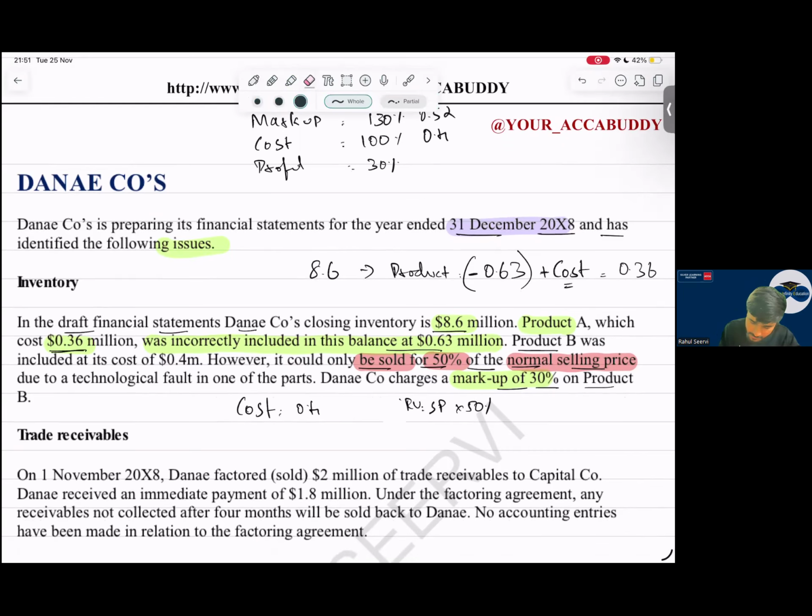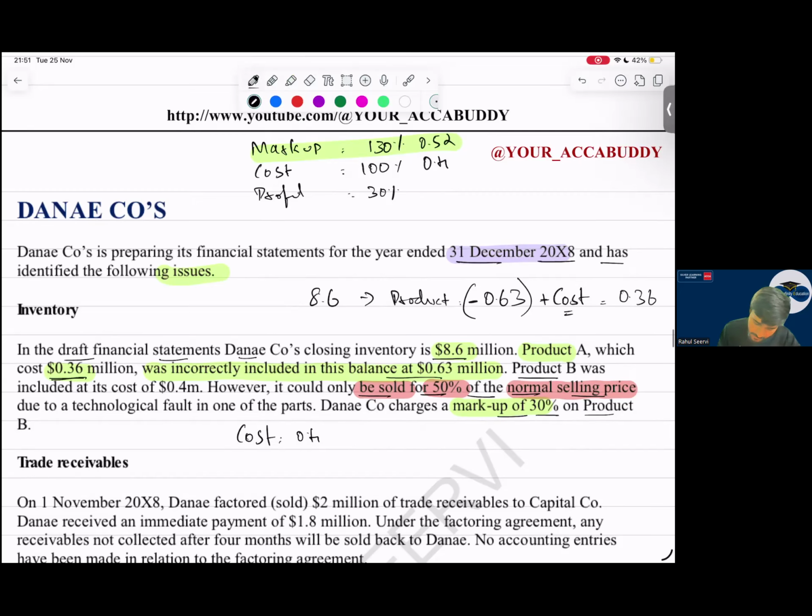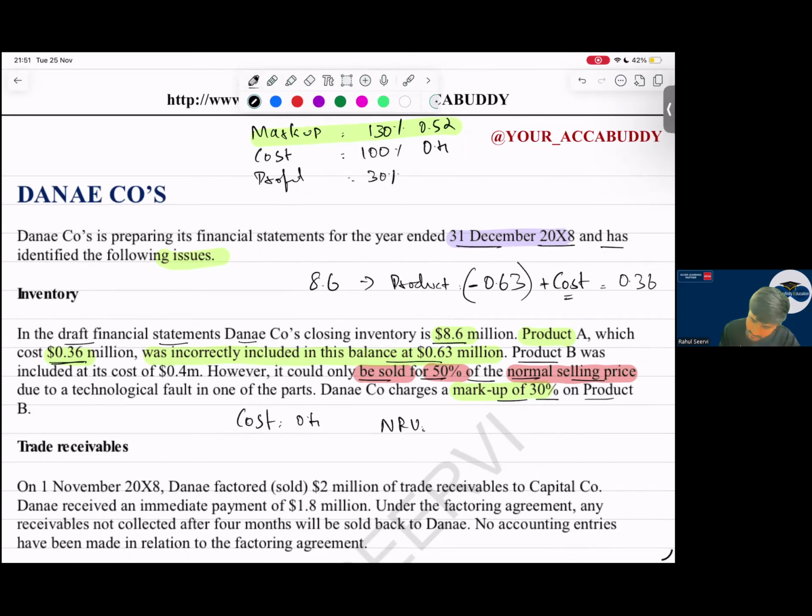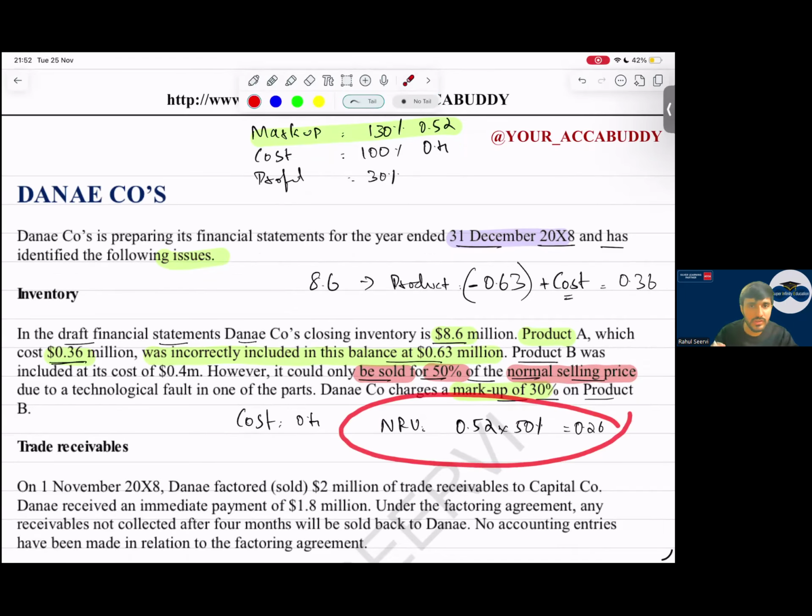So my NRV will become what? This is my selling price. My NRV will be what? Sir, NRV will be 0.52 into 50 percentage. That is 0.26. So 0.26 I got as the value.